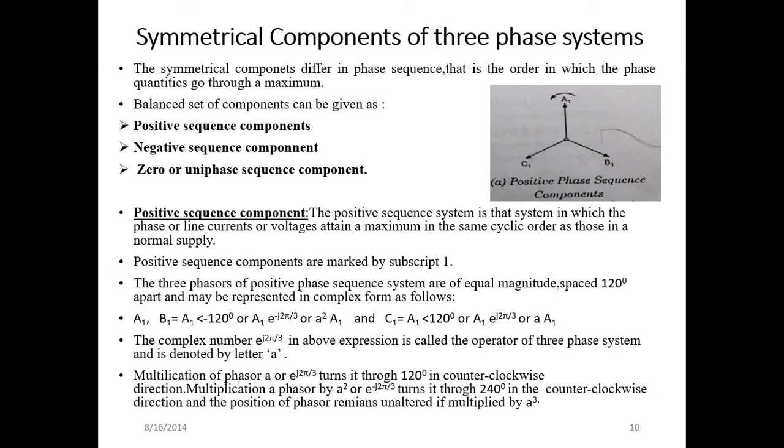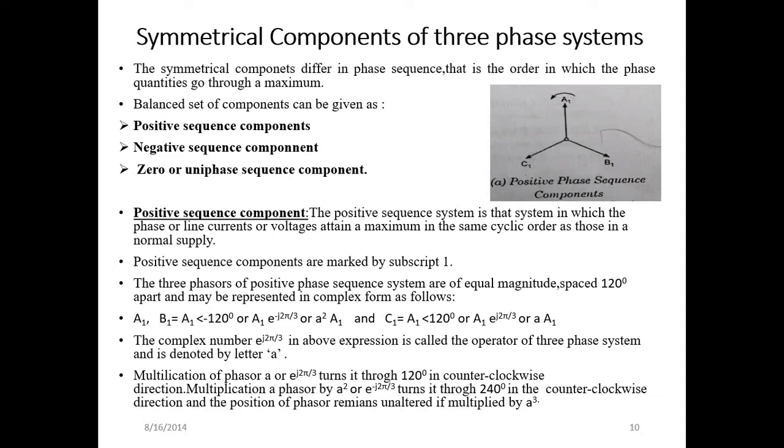Here another term is added, that is small a. What is meant by the small a? The complex number e raised to j2 pi by 3 in the above expression is called the operator of the three-phase system and is denoted by the letter small a. Multiplication of a phasor by small a, or e raised to j2 pi by 3, turns it through 120 degree in the counterclockwise direction. Multiplication of a phasor by a square, or e raised to minus j2 pi by 3, turns it through 240 degree in the counterclockwise direction. And the position of the phasor remains unaltered if it is multiplied by a cube.